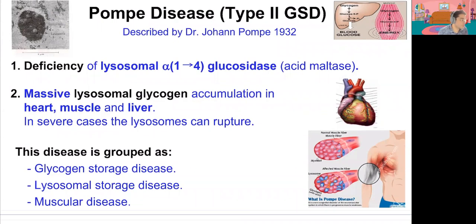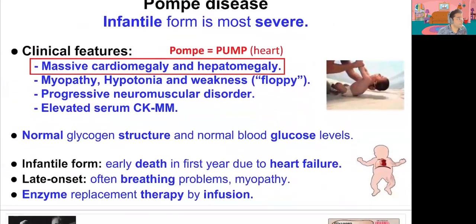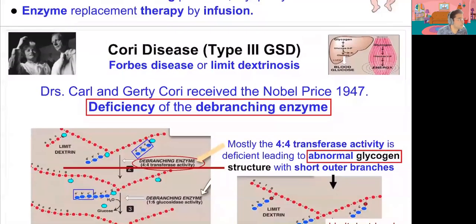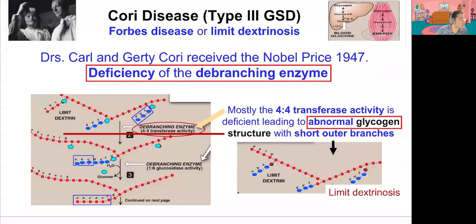So this disease is grouped by glycogen stores, lysosomal, and a muscular disease, okay? Pompe, pump, right? Buzzword heavy: cardiomegaly and hepatomegaly, floppy babies. What are you going to find? CK-MM, right? CK-MM is your creatine kinase muscle is how I remember it. And that's how you can keep it straight. Infantile, often death; later onset, you're going to have respiratory issues, but most of the time you can treat with immuno as well as enzyme therapy.